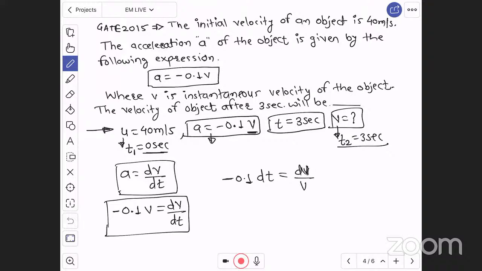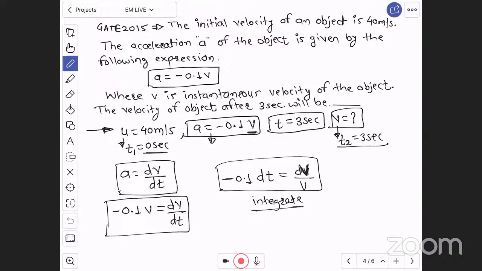dv by b, right? This is how we can write it here. Now again, this is a differential equation. This is a very small differential equation, and to get the final or total result, we have to integrate this equation.